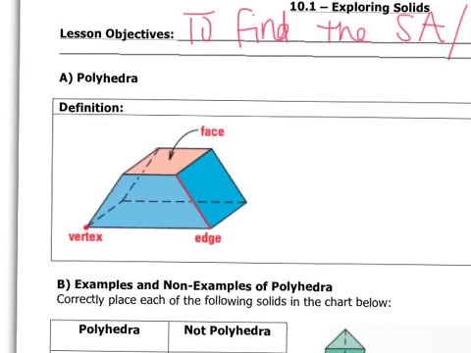You can see that you have a flat surface that is a polygon. That's probably a rectangle on top, but the faces of polyhedrons are all polygons. So squares, rectangles, triangles, trapezoids.